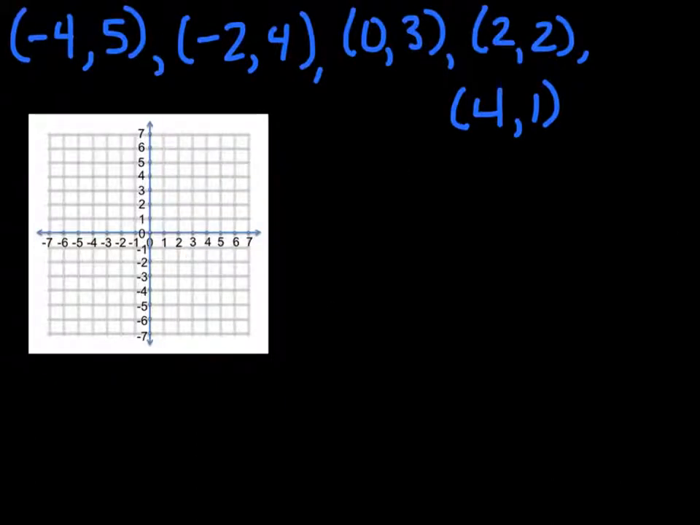All right, let's enter these ordered pairs. We begin with -4, 5, which will be right here. Next up is -2, 4, 0, 3, or excuse me, 2, 2, and 4, 1. Now we'll finish this off by drawing a line through our points. Sorry, that's not perfectly straight. However, there is our solution to the equation y equals -1/2 x plus 3.